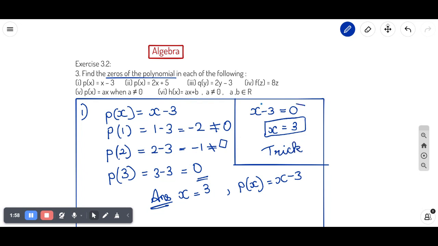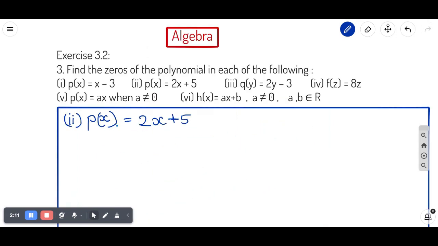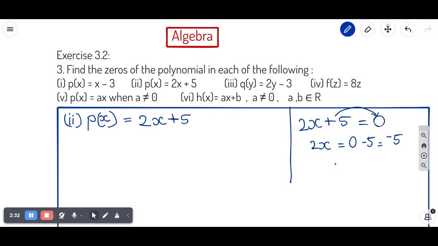You will just write this in the rough column with your pencil and find your answer, and then substitute only this line alone. So let us try checking this for our next question. Our next question is p of x is equal to 2x plus 5. So let us go to our rough work. 2x plus 5 is equal to 0. Then 2x is equal to, this plus 5 goes to the other side, so it will be 0 minus 5, which is minus 5. And now your x will be equal to minus 5 by 2.